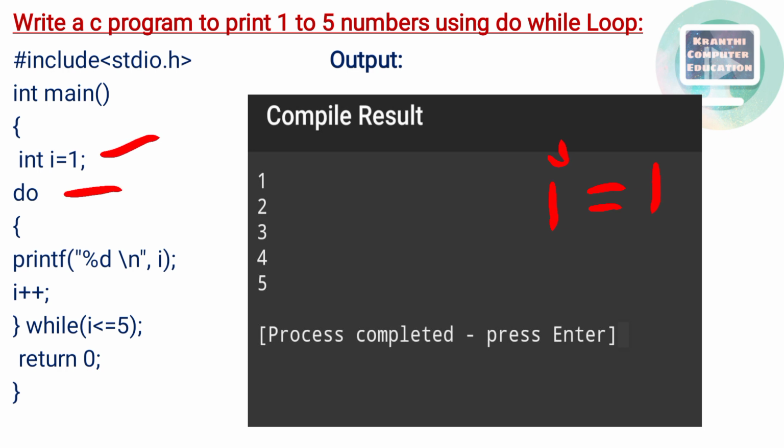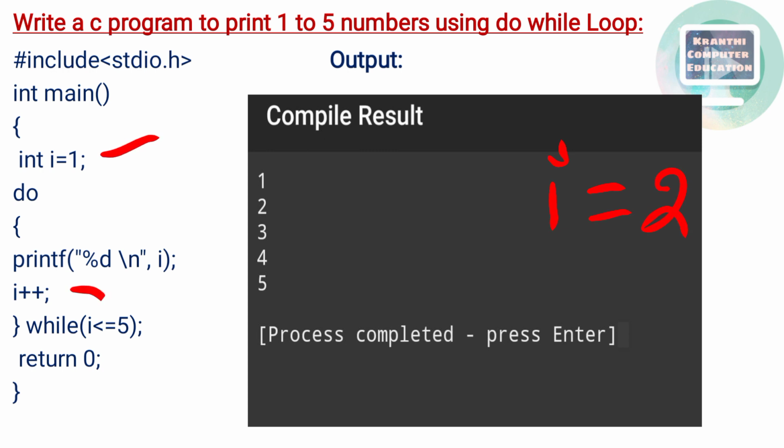Next, do keyword. Here there is no condition at the do keyword. For the first time the do statements, the loop statements, will be executed. Means printf, %d is the format specifier for integer. \n is used to move to the next line in the output on the screen. Here the variable i we are printing, so the i value will be printed on the screen. What is the i value here? The value of i is 1, so 1 is printed. After printing, the i value will be incremented. Previously the i value is 1, but now the i value becomes 2 here.